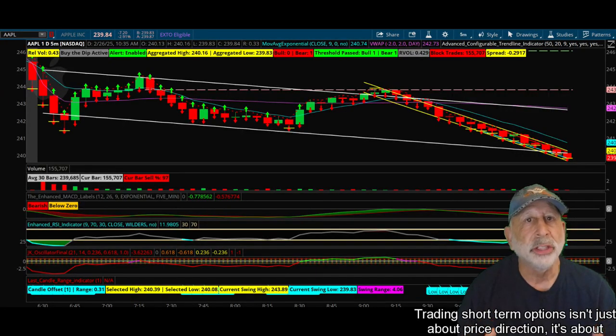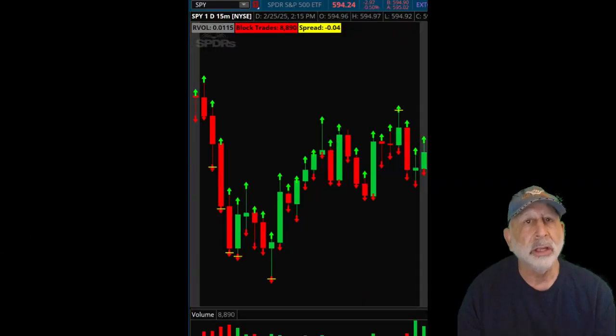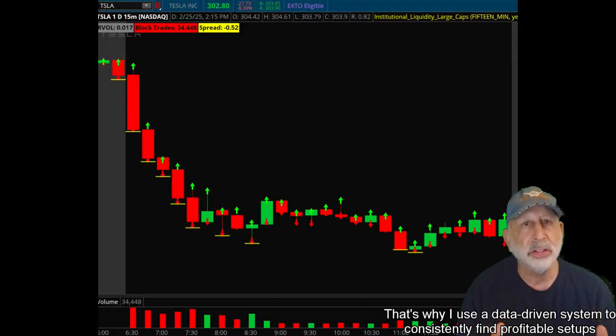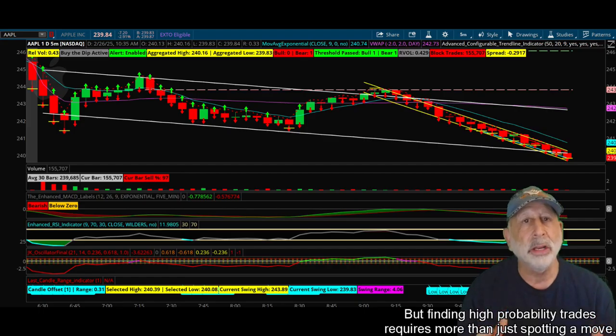Trading short-term options isn't just about price direction, it's about momentum, volatility, and institutional activity. That's why I use a data-driven system to consistently find profitable setups every day. But finding high probability trades requires more than just spotting a move.